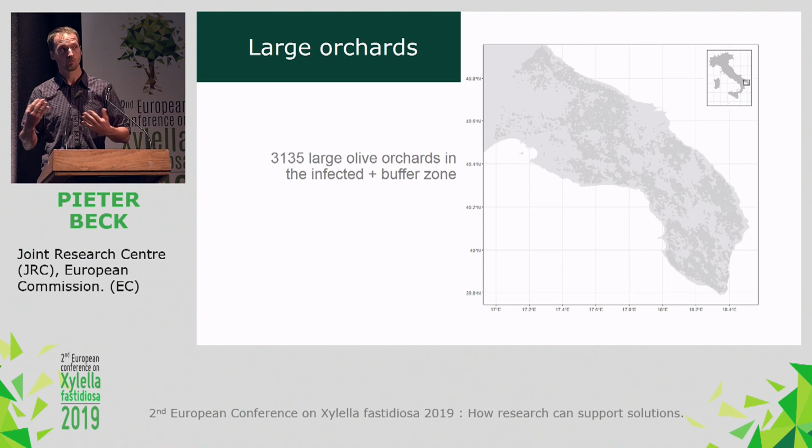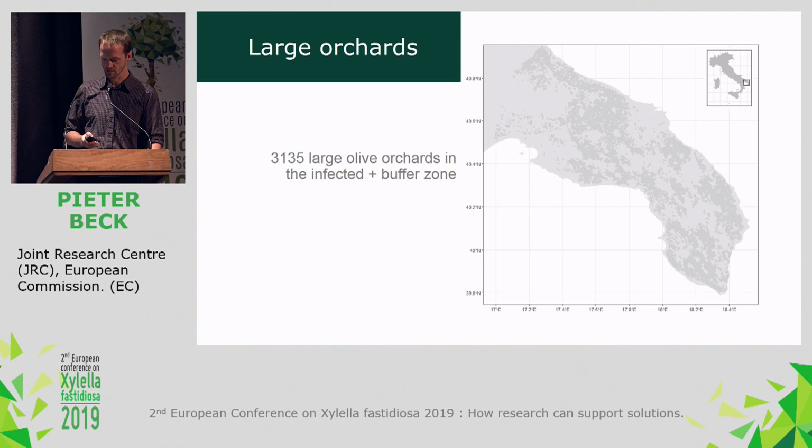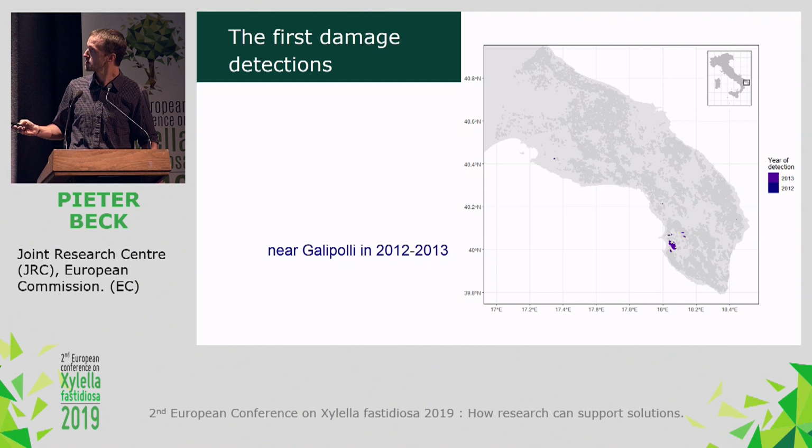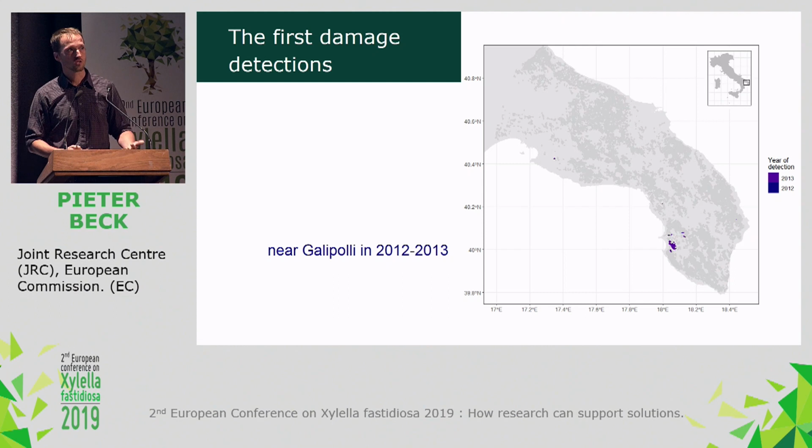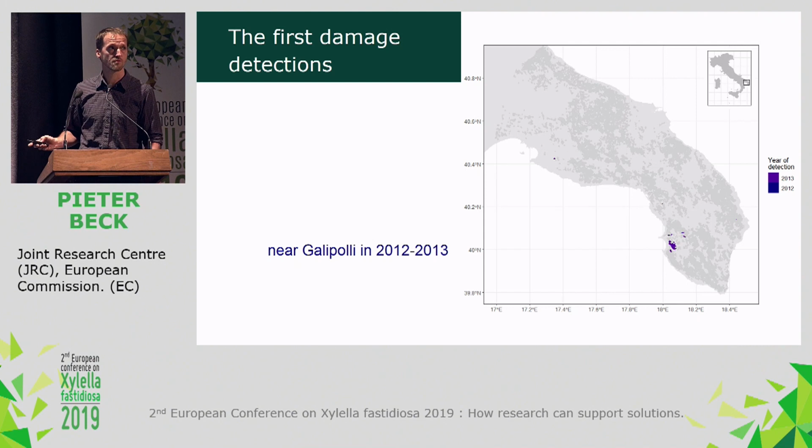So the first detections we made among those 3,000 orchards, where we let the model go, are shown here. These areas were detected as damaged in 2012, particularly 2013. And this is the area right in front of Gallipoli. So this is a first good sign that our model is actually picking up Xylella-related damage, because this is, of course, where the infection was first reported around 2013. So yay for that. But that's, of course, not sufficient to validate our method. I'll show the predictions for subsequent years later on. I'll just keep you waiting for those a bit.